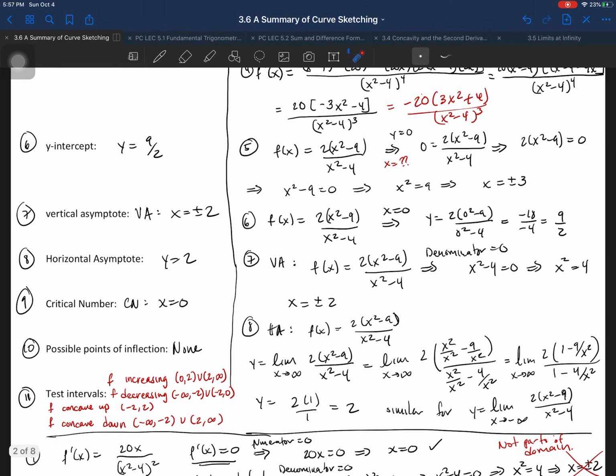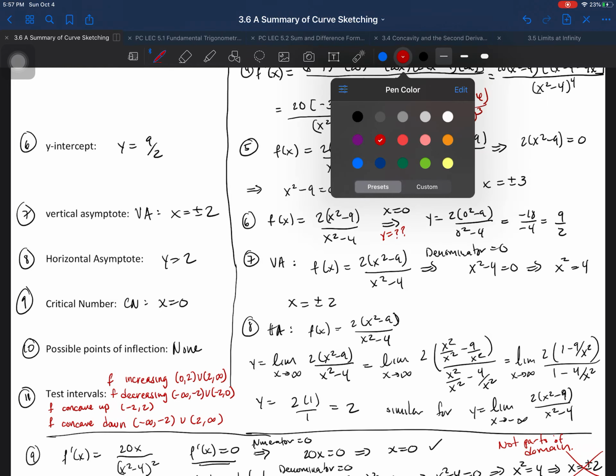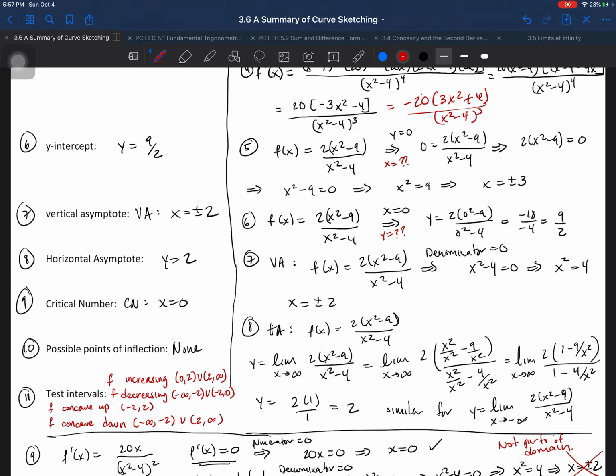What about the y-intercept? The y-intercept is found whenever x is 0. And so we're going to find the value of y by setting x equals 0, replacing x with 0 and solving for y. Well, that's going to give us 2 times negative 9, which is negative 18, over 0 squared minus 4, which is negative 4. And that simplifies to 9 over 2.